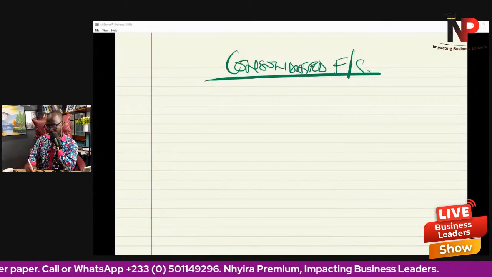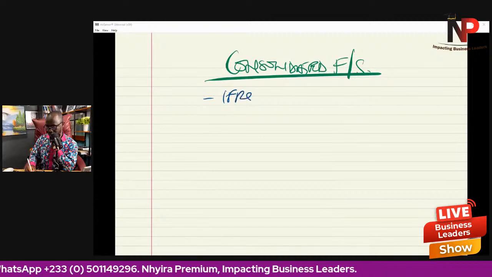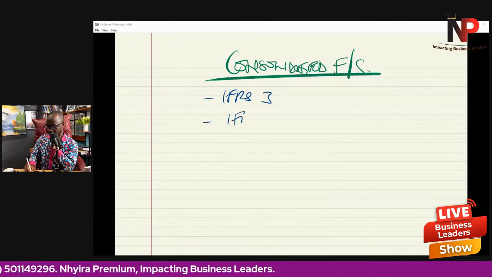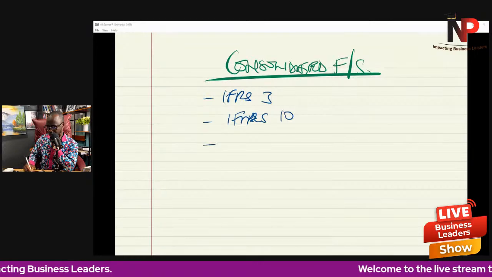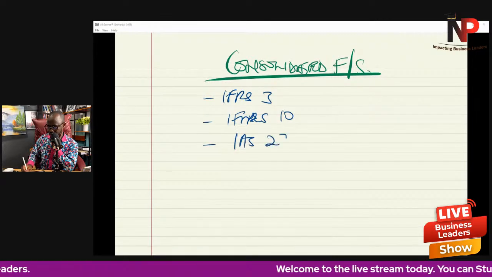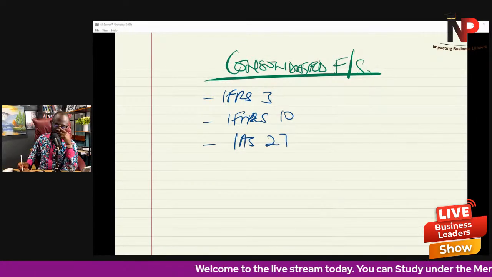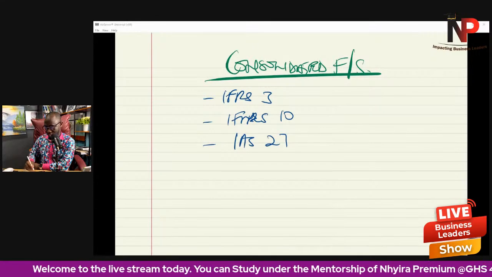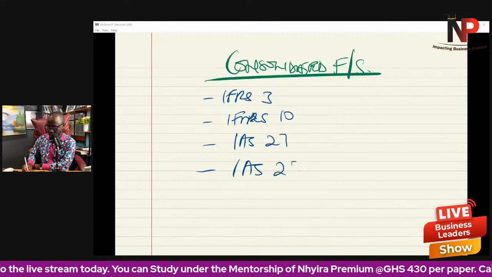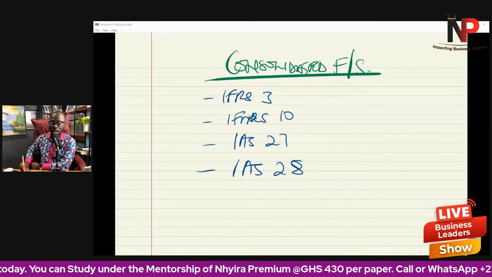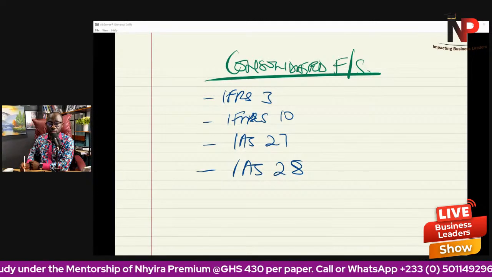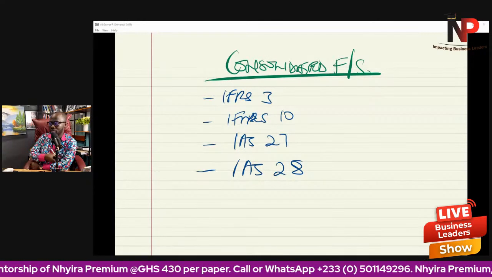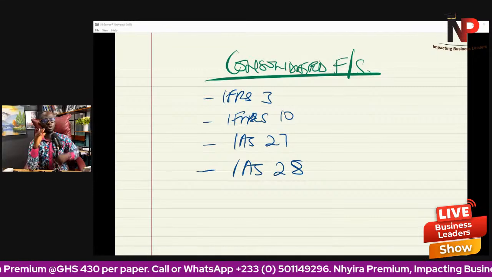So we have IFRS 3, business combinations. We have IFRS 10, consolidated financial statements. We have IAS 27, separate financial statements as well, coming in there. Then we have IAS 28, investments in associates and joint ventures. So these are some key standards that we need to be mindful of. But you have to be careful here.